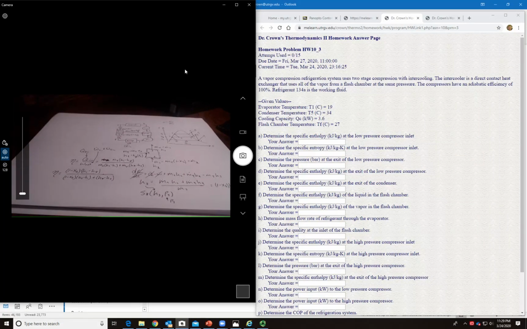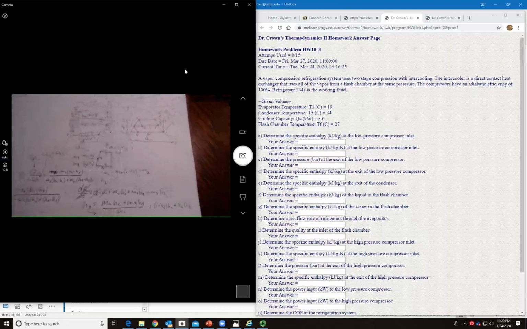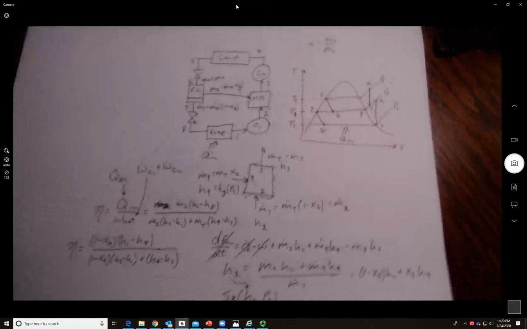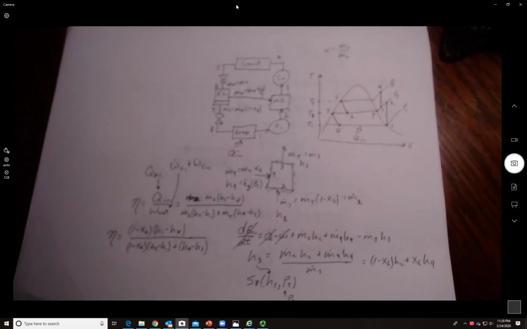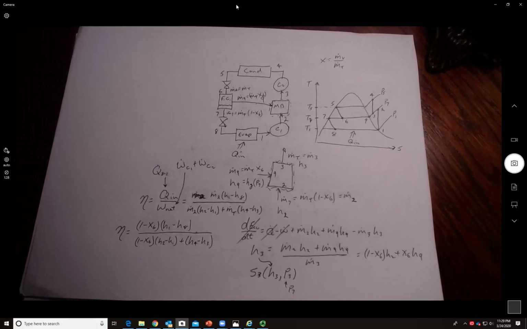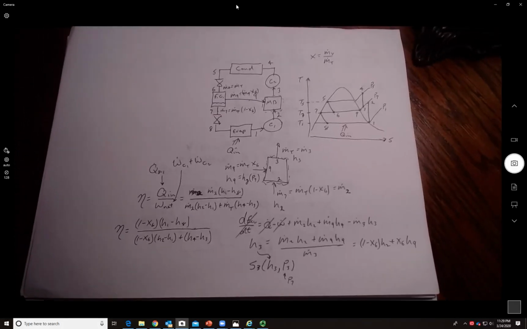All right, let me give you just an overhead shot of that. Put it full screen here. And for some reason it's having a little trouble focusing here. All right, hope that's a help to you.